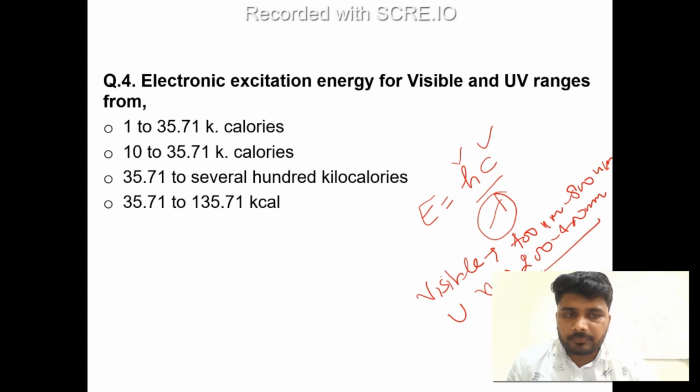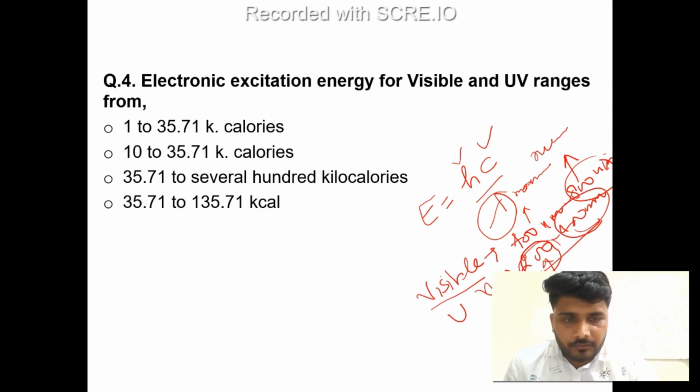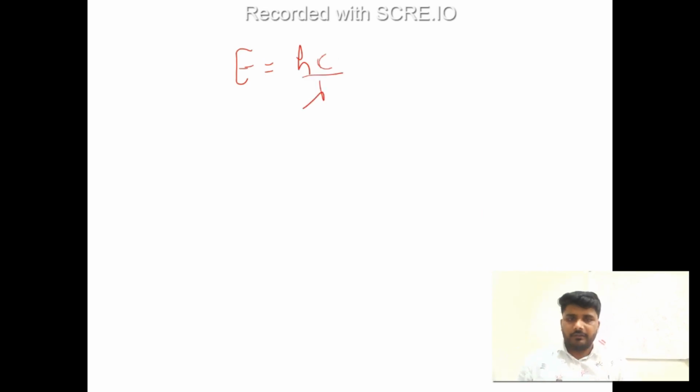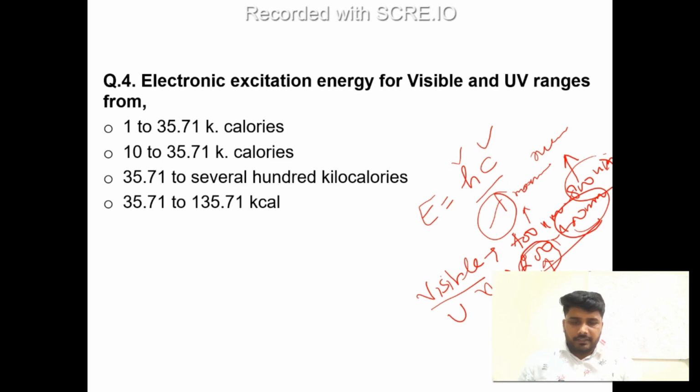If I talk about the energy for this wavelength, it will be minimum, and for 400 it will be maximum for the visible range. Similarly for UV, the maximum energy will be for this wavelength and minimum for this. So try to calculate, and use this formula. Just calculate and let me know what answer you are getting.